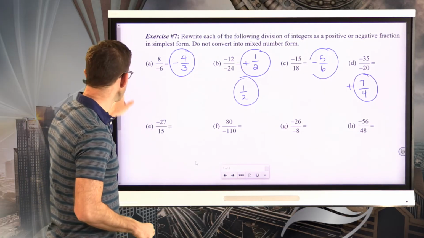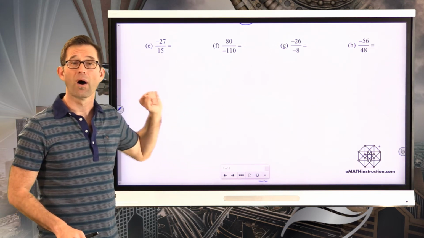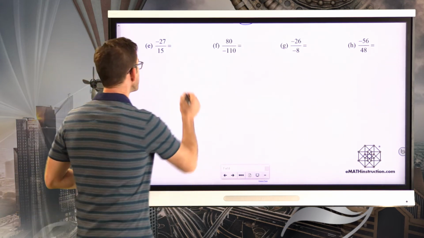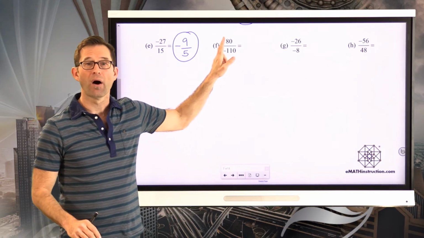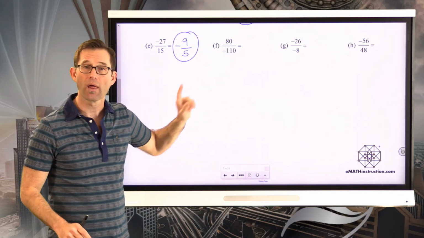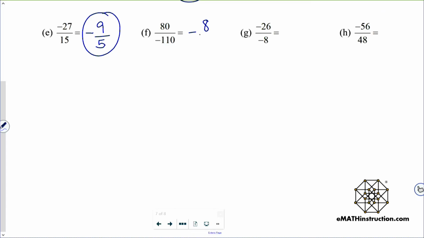All right, let me move the screen up so we can tackle these. Negative 27 divided by positive 15. Negative divided by a positive should be a negative. I can divide 27 by 3 and get 9. I can divide 15 by 3 and get 5, so we have the fraction negative 9/5. All right. Letter F, I've got a positive divided by a negative, so overall I've got a negative. I can divide the numerator by 10 and get 8. I can divide the denominator by 10 and get 11. So overall I have negative 8/11.